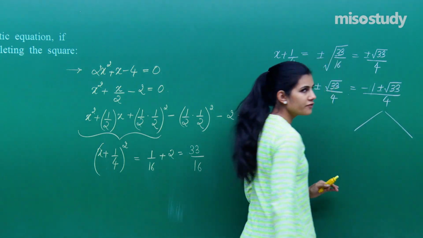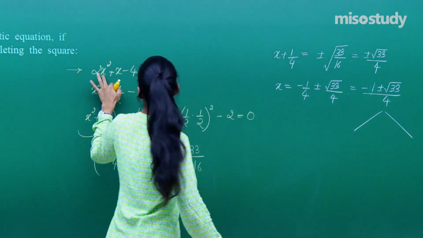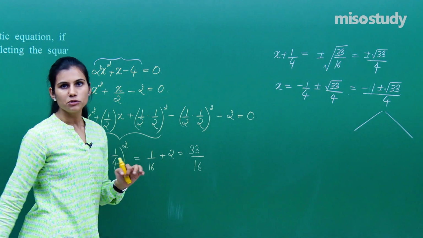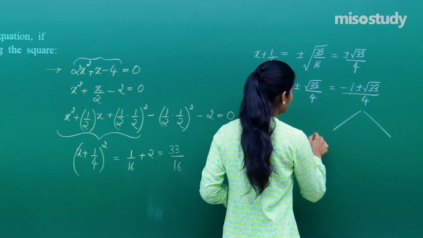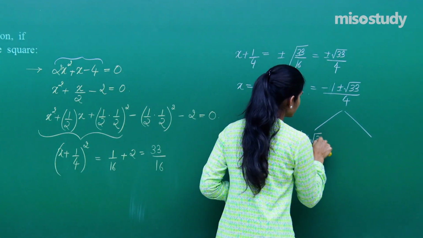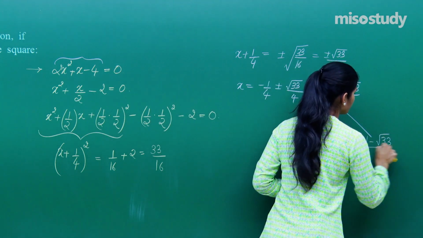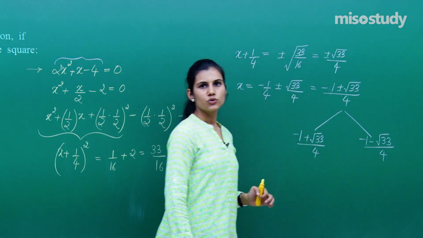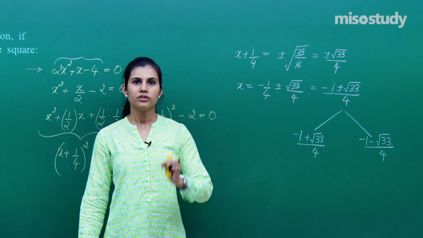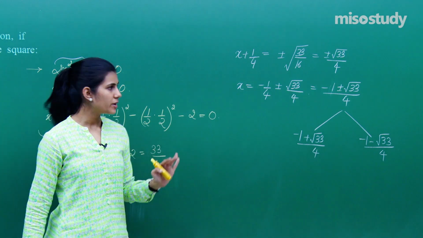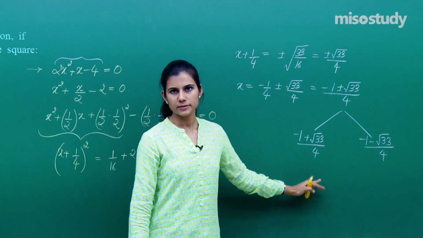The two values of x, which when you plug in over here on the left hand side, you get the answer as equal to 0, which is the right hand side, are what? One is minus 1 plus root 33 by 4, another is minus 1 minus root 33 by 4. So yes, the roots of this quadratic equation do exist when I have solved it by the method of completing the square, and these are the two roots.